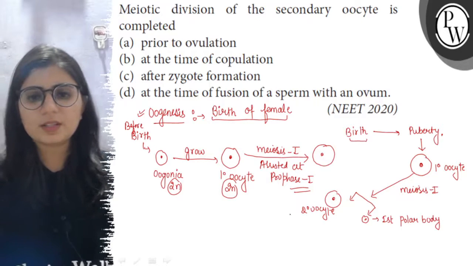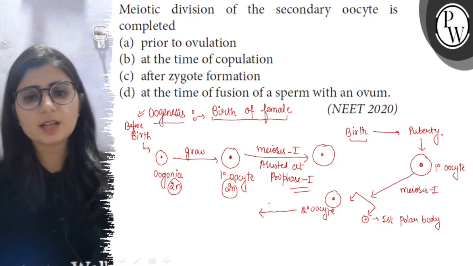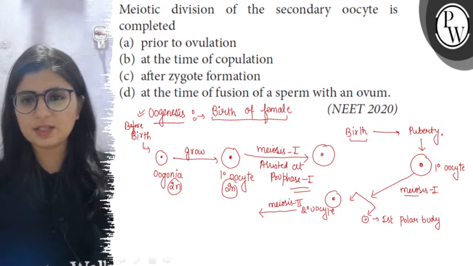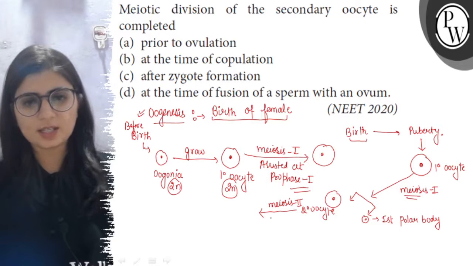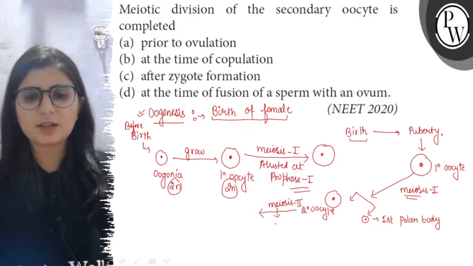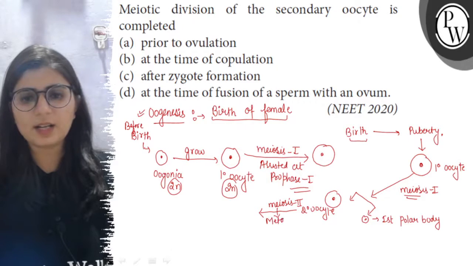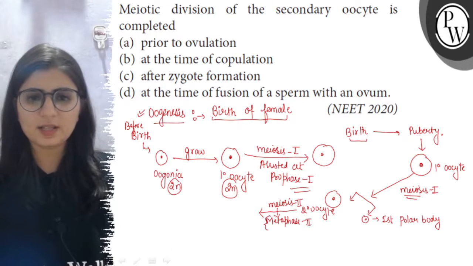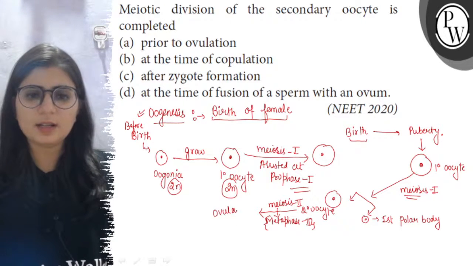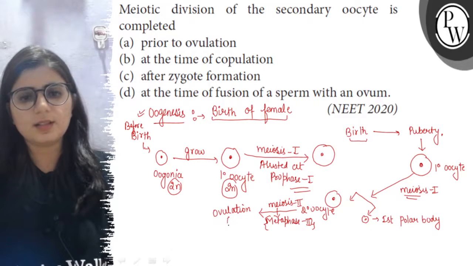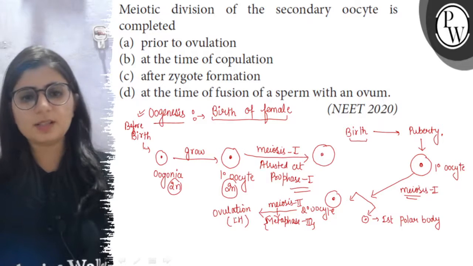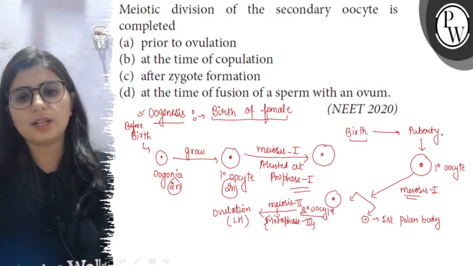Now what happens with the secondary oocyte? Meiosis 2 gets started as meiosis 1 is completed, but again it gets arrested, this time at metaphase 2 of meiosis 2. This secondary oocyte is released from the ovary under the influence of the hormone LH, and this is called ovulation. So in human beings, ovulation occurs at the secondary oocyte stage.